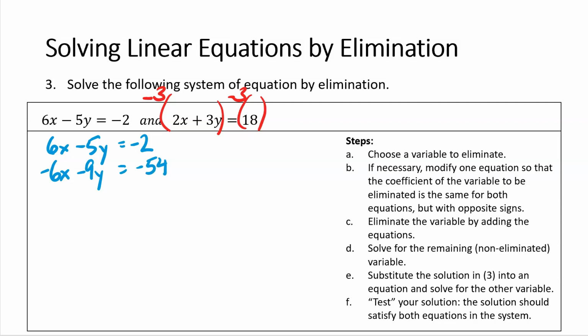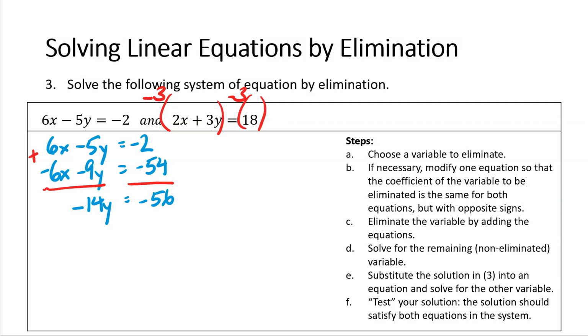Then we add the equations together, and we do this so we can eliminate a variable. In this case, we'll be eliminating the x. 6x plus negative 6x is 0. It got eliminated. Negative 5y plus a negative 9y is a negative 14y. And negative 2 plus a negative 54 is a negative 56.